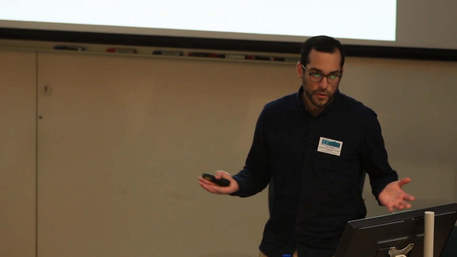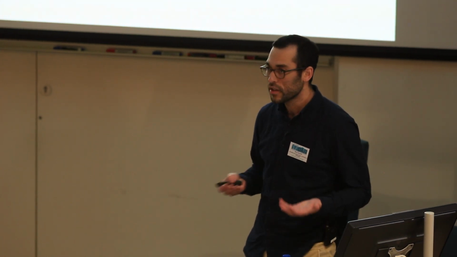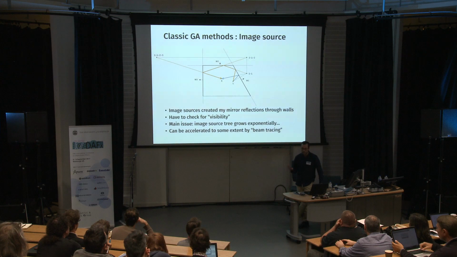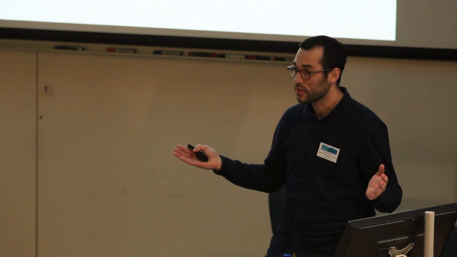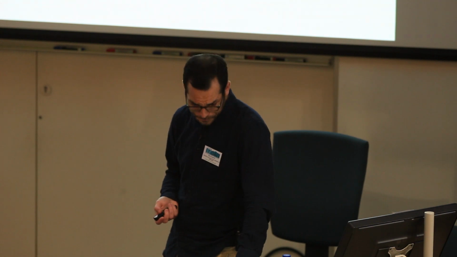So the main issue with image source, of course, is that you get this image source tree. If you have n walls, you reflect each one through n-1 walls and so on. So it grows exponentially. It's not very practical to carry out to a high order. Typically, people only carry it out to 10 or 20 orders maximum. It can be accelerated to some extent by beam tracing. However, beam tracing has its own problems. If a beam hits two different walls, you'll have to split those beams into multiple beams, so you get another kind of growth, which can be hard to deal with.